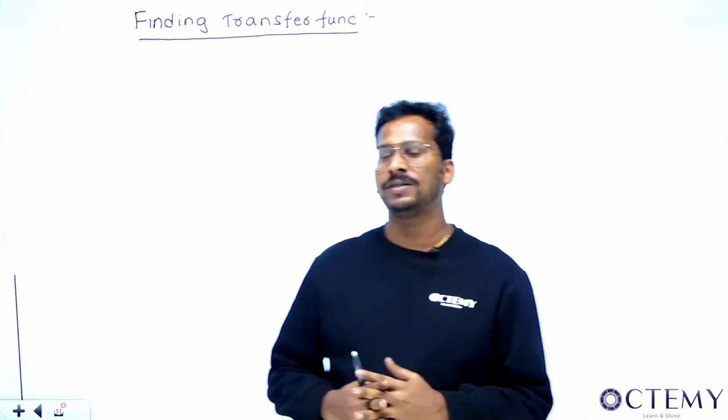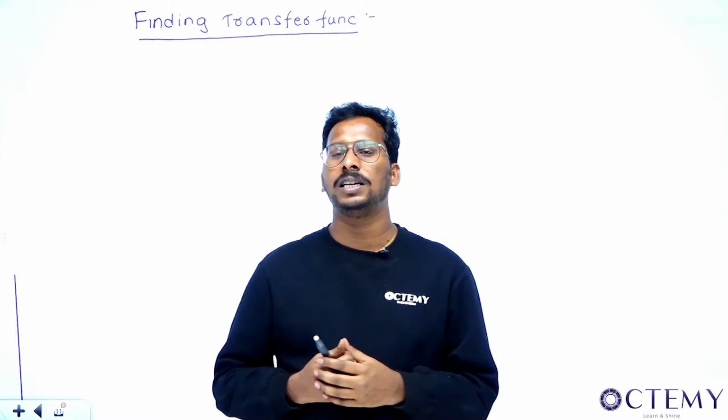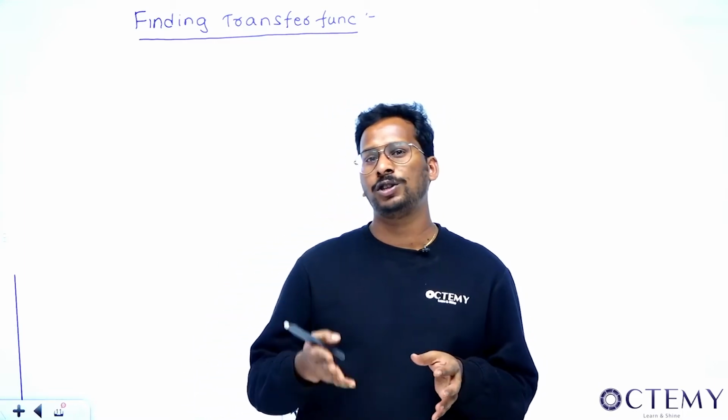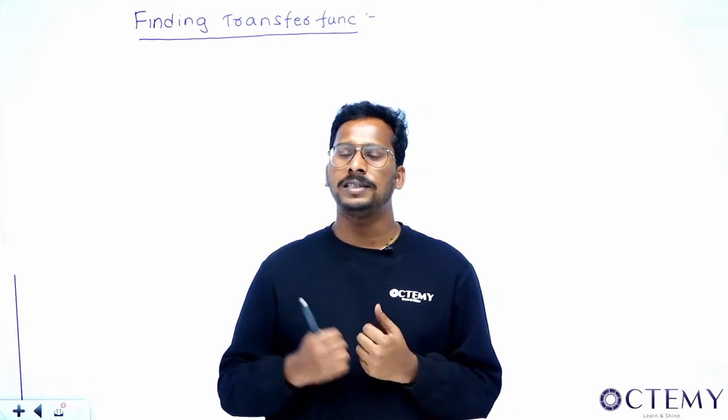In the last class, we have seen some 8 points regarding transfer function. We have seen the definition. We have seen in different ways it can be modeled. That is a general model, a pole zero model, a time constant model. We have seen what is DC gain. We have seen a lot of points in the last class.